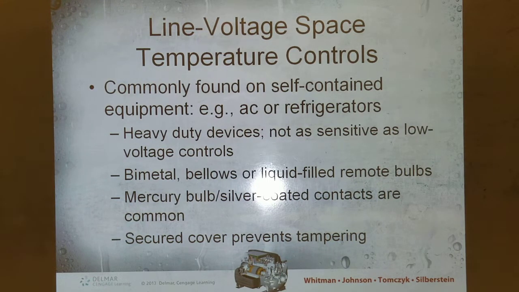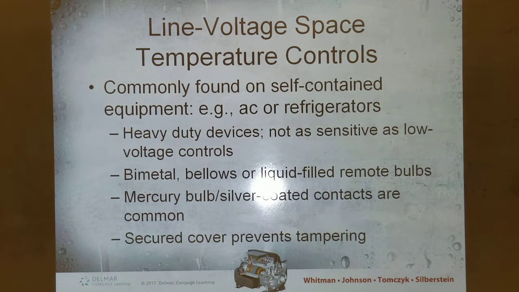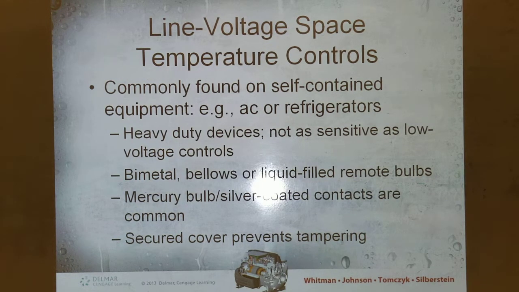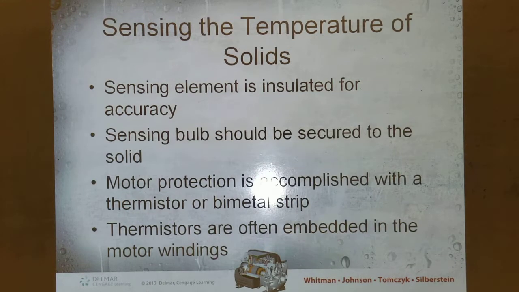Line voltage, space temperature controls. Commonly found on self-contained equipment, like AC or refrigerators. Heavy-duty devices not as sensitive as low voltage controls. Bimetal bellows or liquid-filled remote bulbs. Mercury bulbs and silver-coated contacts are common. Secured cover prevents tampering.